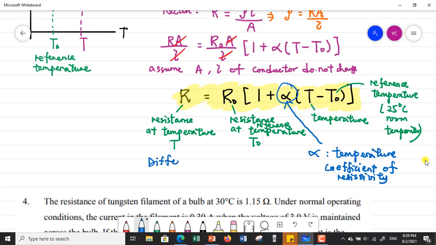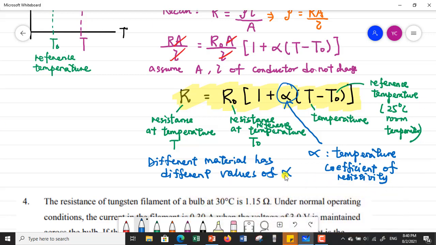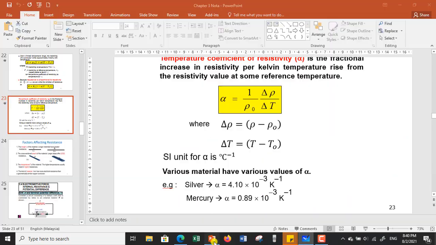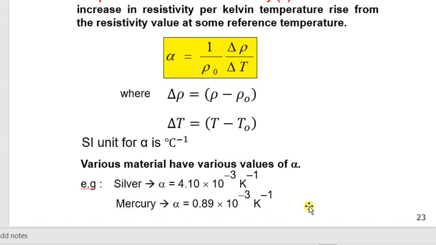Different materials will have different values of alpha. So you do not need to memorize. You might refer back to your lecture notes, where I give you examples. The various materials will have various values of alpha. For example, silver, the value of alpha is 4.1 to the power of -3 per Kelvin, or mercury, the alpha is 0.89 to the power of -3 per Kelvin.